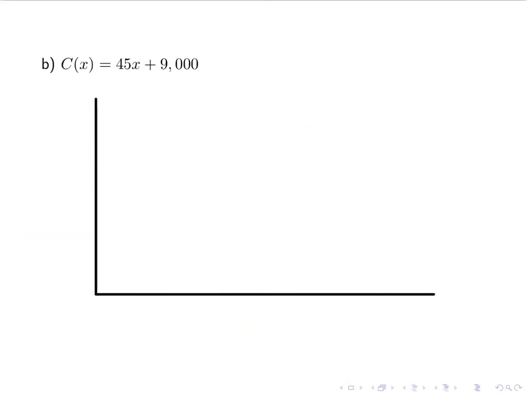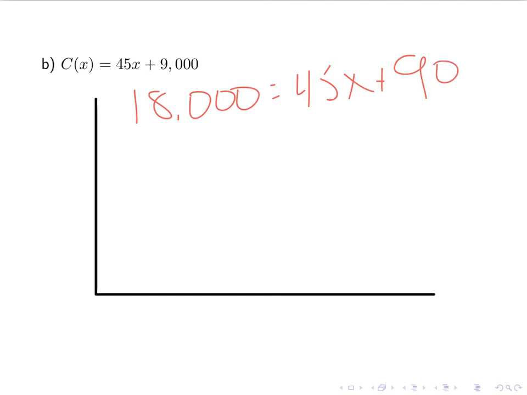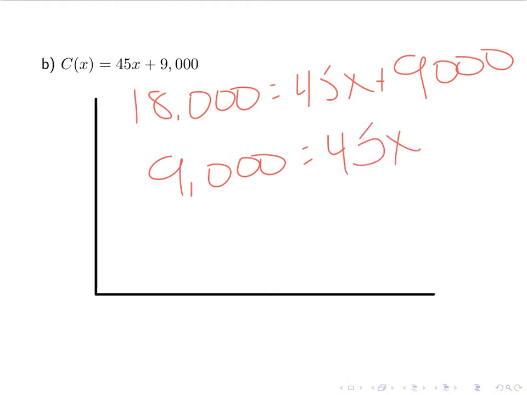Our next one is C of x equals 45x plus 9,000. So again, I'm going to plot the y-intercept, and then I'm going to plot a second point. And again, I'm going to double the y-intercept and plug that in for my c. So I'm going to have 18,000 equals 45x plus 9,000. Subtract 9,000. And then I'm going to divide by my 45.